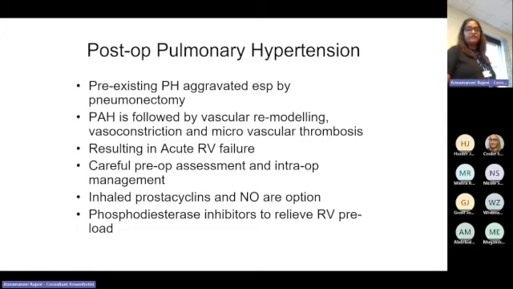Okay, I think we've spoken quite a bit about these bits. So again, careful pre-op assessment and intraoperative management. You could try inhaled prostacyclins. You could try nitric oxide, though it would be quite tricky to use intraoperative nitric oxide on one lung. It would be quite tricky, but in theory, it is a possibility. But the other thing would be phosphodiesterase inhibitors, such as milrinone and enoximone. Those are the sort of drugs that you would want to use to reduce your pulmonary pressures.